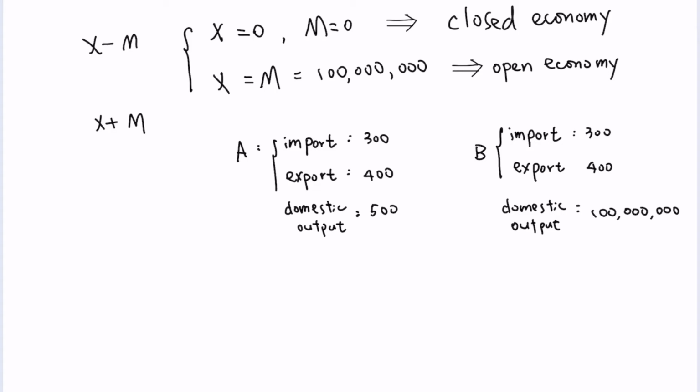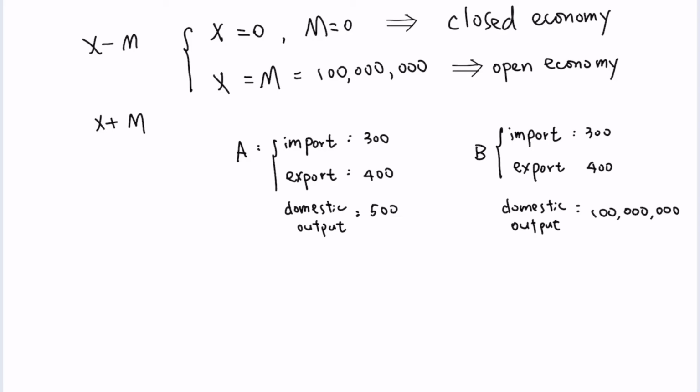Therefore, we claim that even though country A and B have similar amounts of imports and exports, for sure country A is much more open than country B. So here we know that if we want a better measurement of the openness of the economy, we need to also adjust for how much they produce domestically. Otherwise, we may overestimate the openness of a country that has a larger size of production.